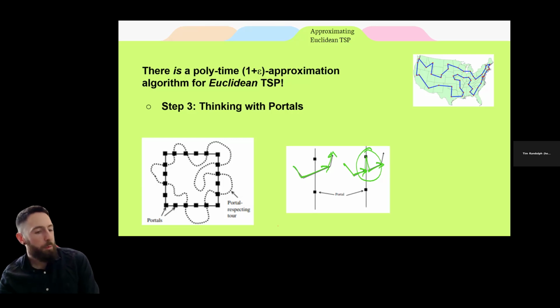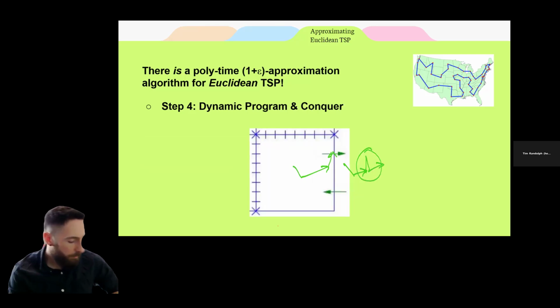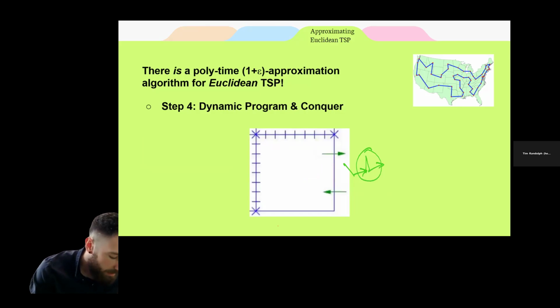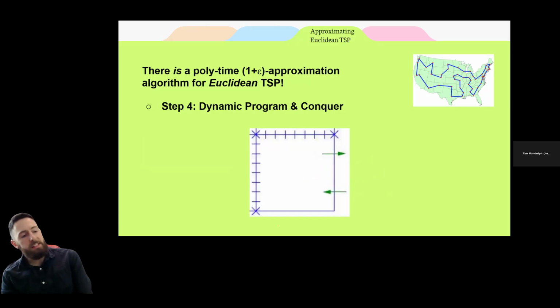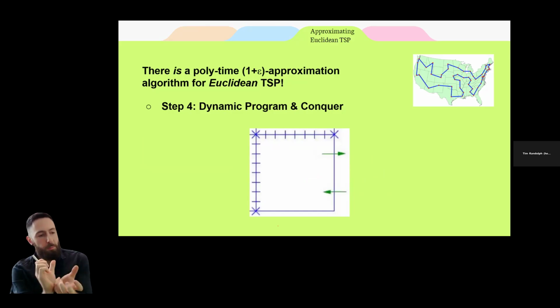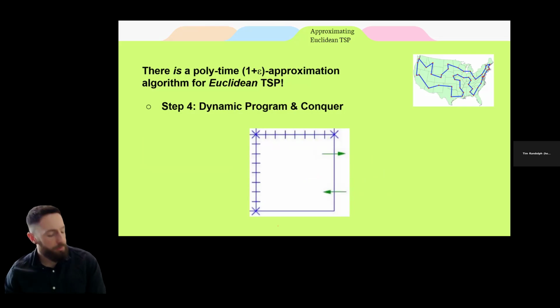So why are portals handy? Portals are handy because they give us a finite state space to look through when we want to solve this problem on the smaller boxes and then work back up the tree of boxes via dynamic programming.